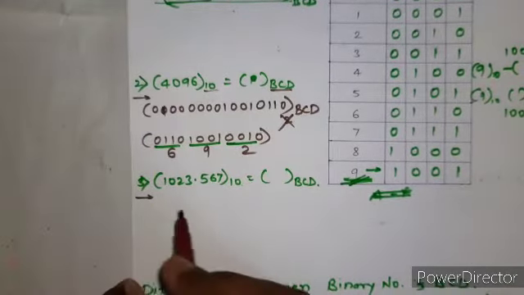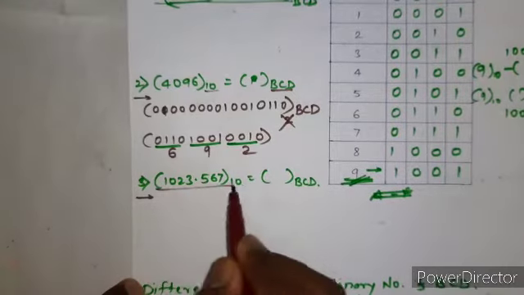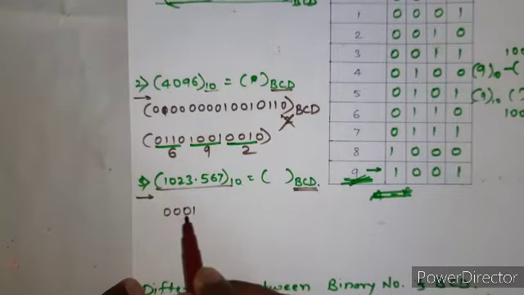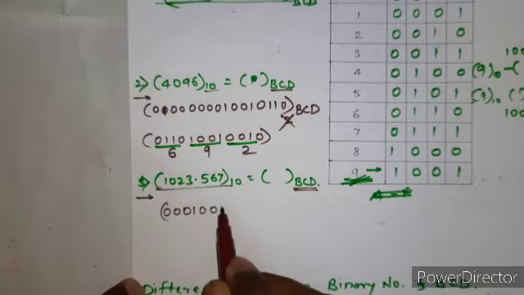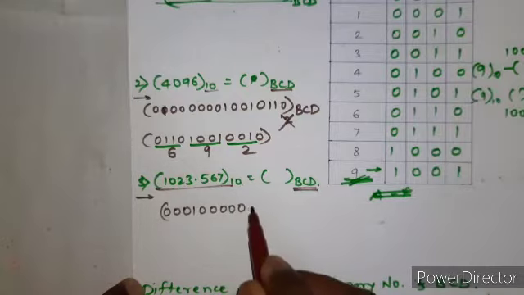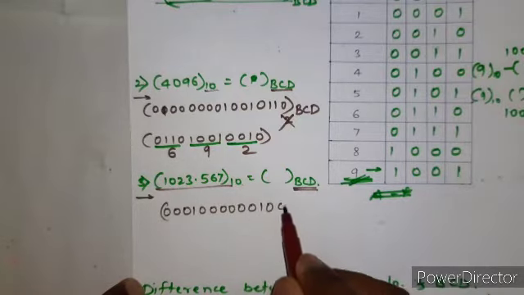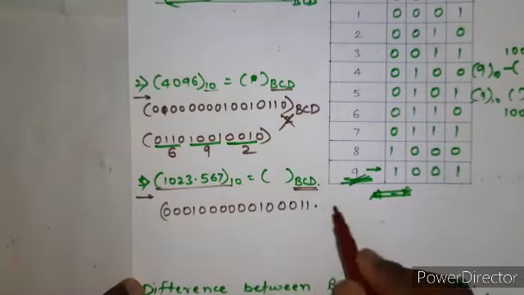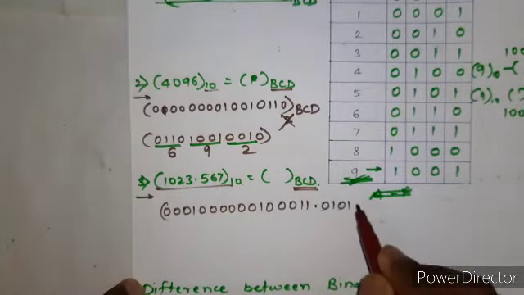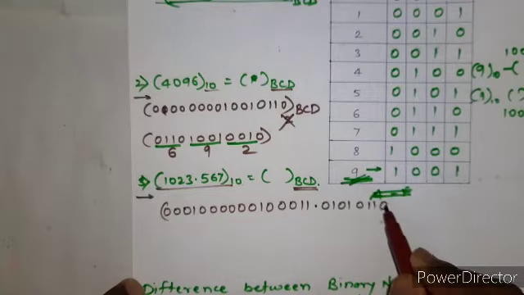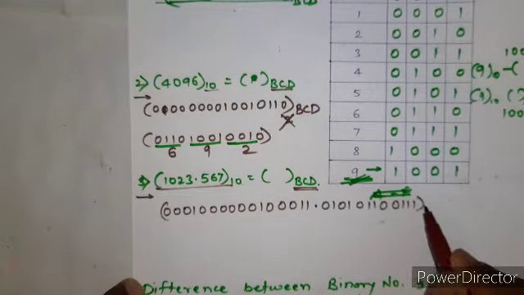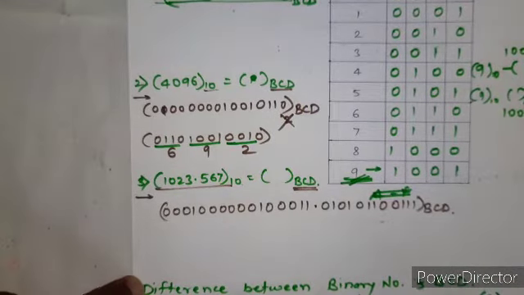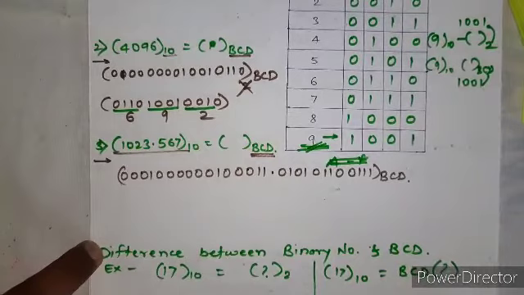Right, again you can convert this into BCD. So 1 is 0 0 0 1, 0 is 0 0 0 0, 2 is 0 0 1 0, 3 is 0 0 1 1, this decimal point, 5 is 0 1 0 1, 6 is 0 1 1 0, and 7 is 0 1 1 1.